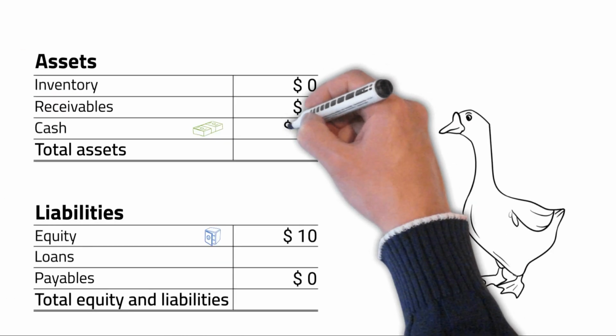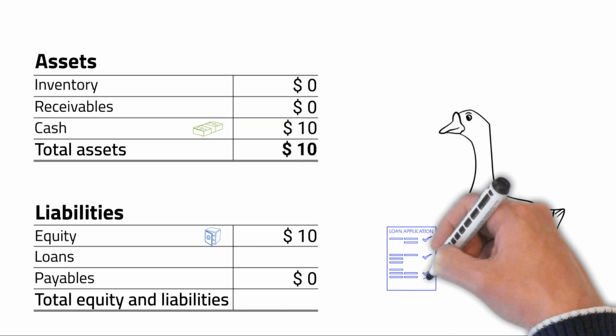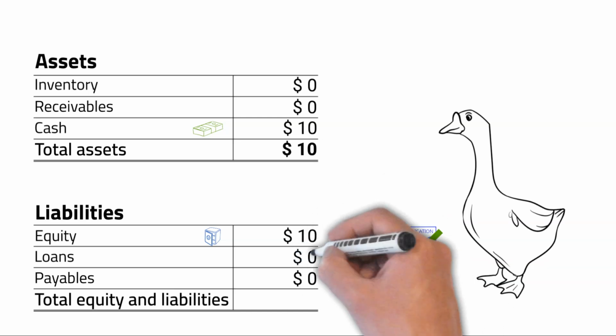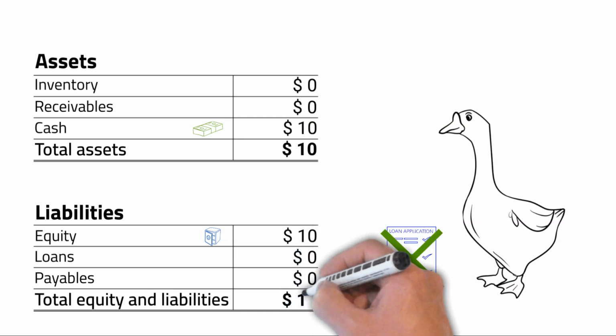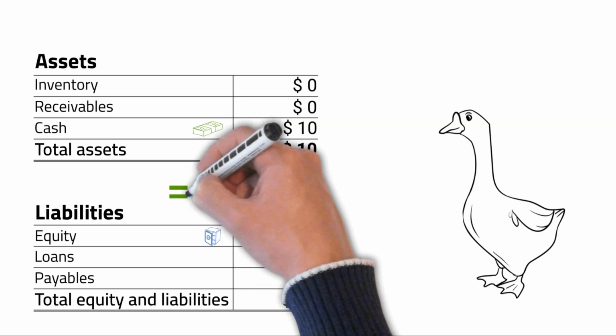Our balance sheet looks like this. Cash $10, total assets also $10. Equity $10, loans now 0, total equity and liabilities $10. The loan is repaid and we still have $10 in profit. And the balance sheet balances.